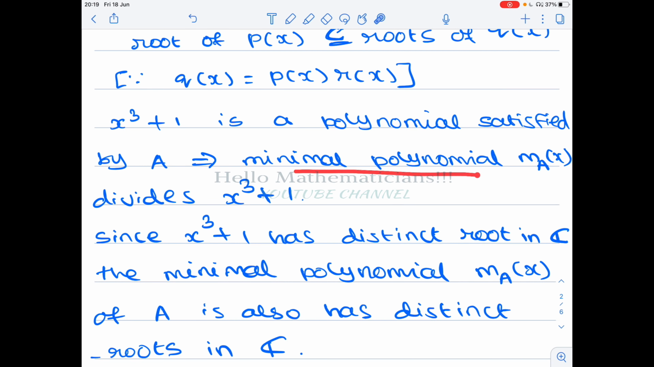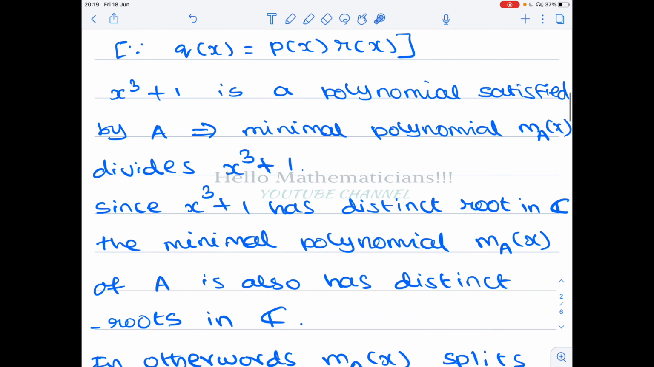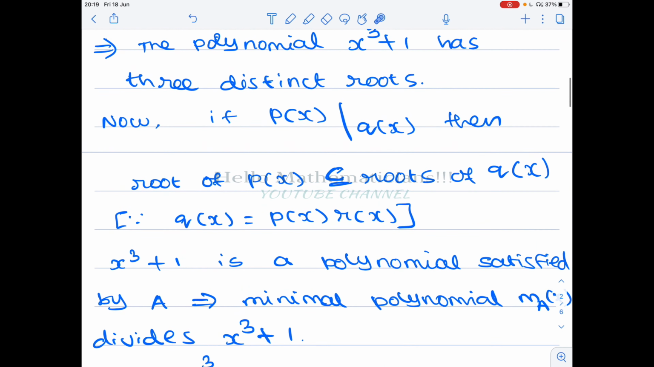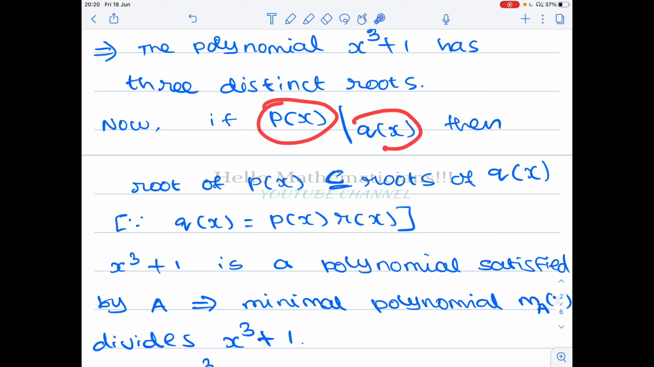Therefore, minimal polynomial, what is the notation for minimal polynomial? m_A(x). So the minimal polynomial divides x cube plus 1, since the minimal polynomial divides all the polynomials satisfied by A. Now if a polynomial p(x) divides q(x), then the set of roots of p(x) should be contained in the set of roots of q(x).